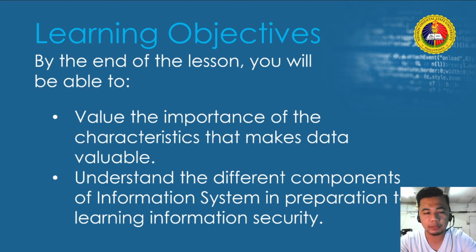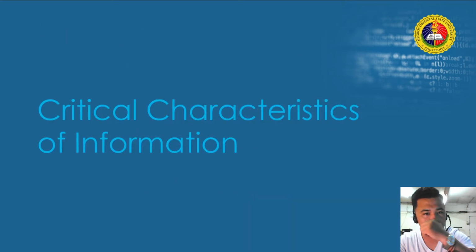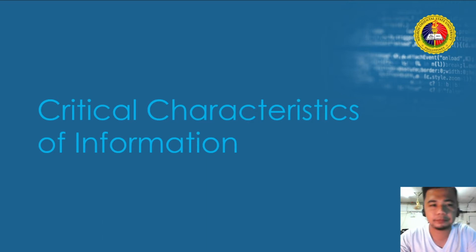Again, for the first part, we are going to talk about the characteristics that make information valuable. And then the second part, we'll be talking about the different areas where the information system belongs. Okay, so let's start. Critical characteristics of information.